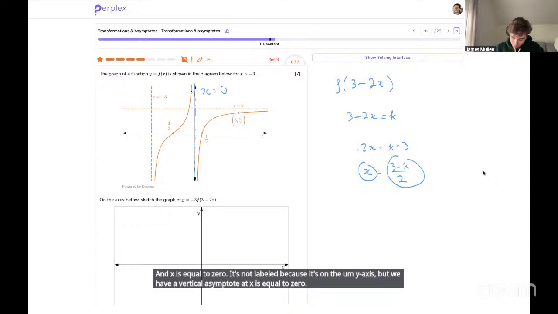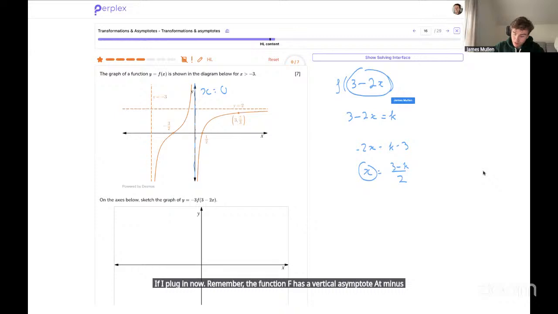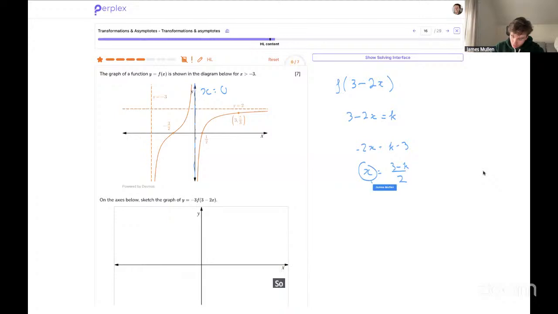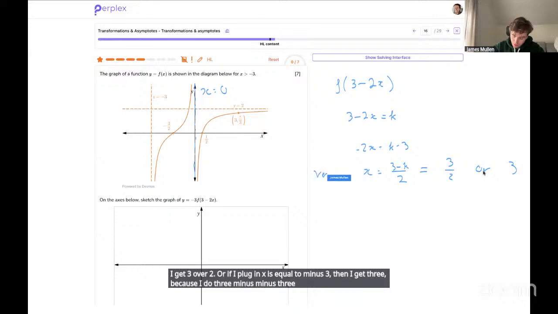So if I plug in now, remember, the function f has a vertical asymptote at -3 and at 0. So when this is 0, this whole function is going to have a vertical asymptote. So when k is 0, so if I plug in k is equal to 0, I get 3 over 2, or if I plug in x is equal to -3, then I get 3, because I do 3 minus -3 is 3. So these are the vertical asymptotes.